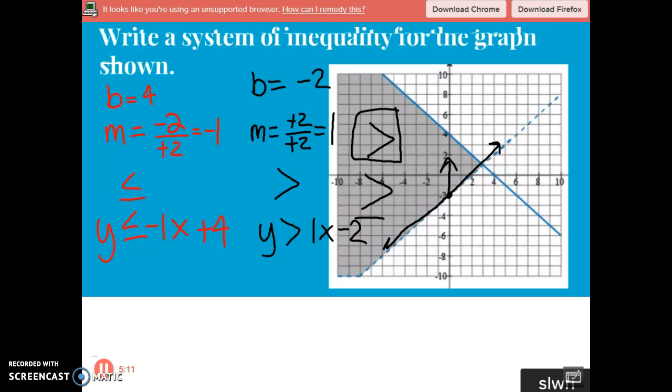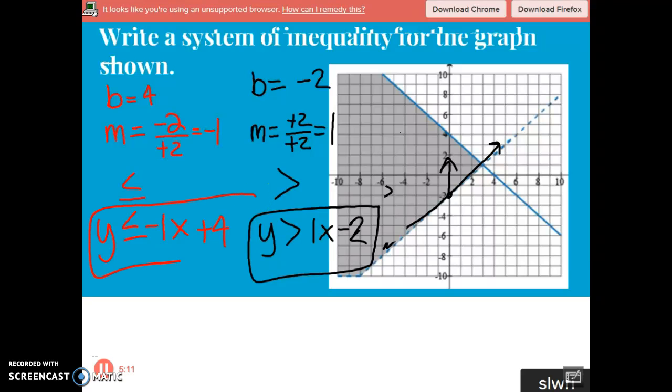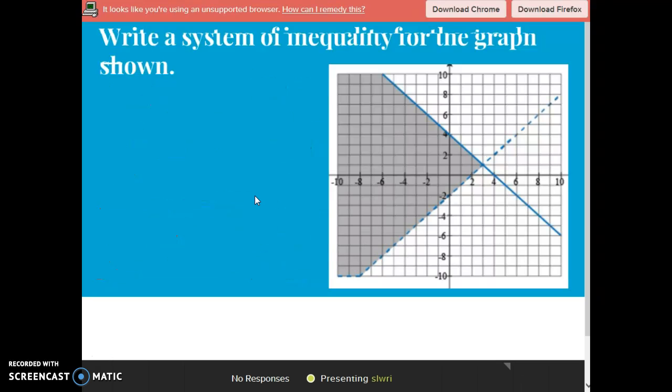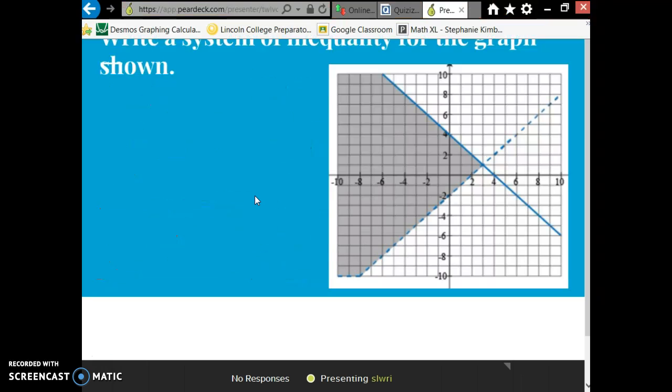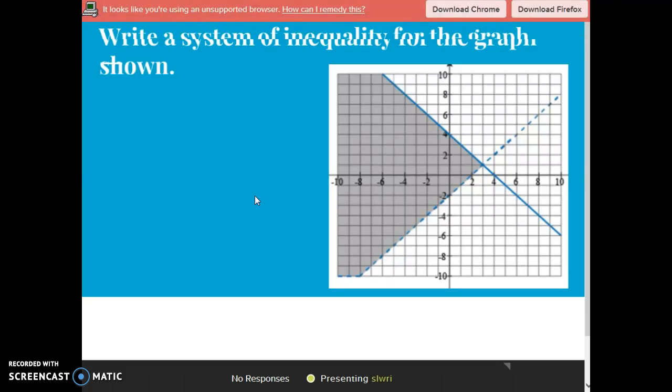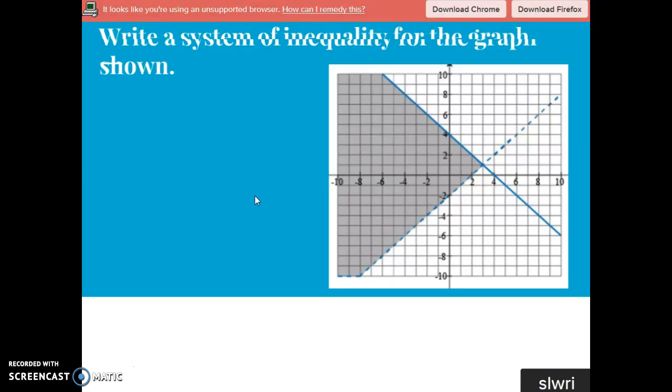So here are our two equations. Wow, that was a little tough, but we got through that. Great job, everyone. Now I think we need to do that one again. Let's try another graph.